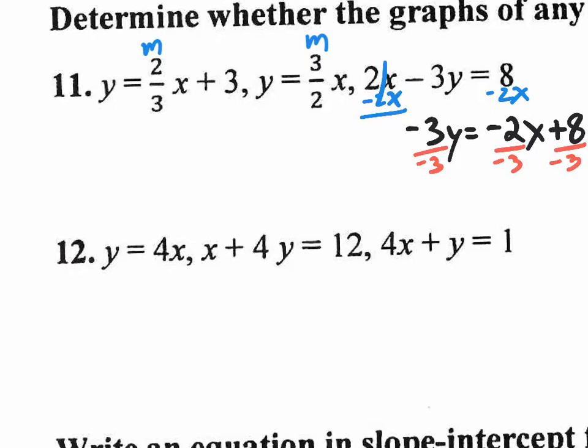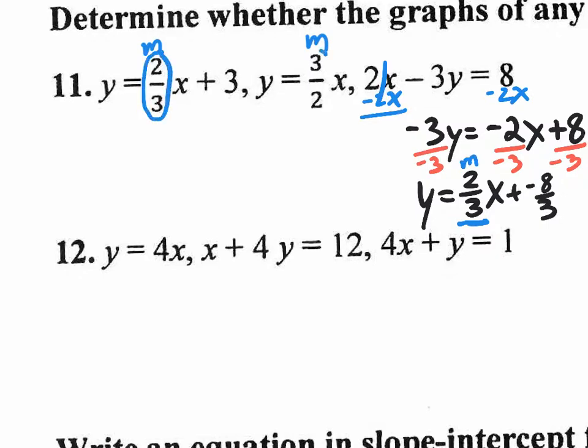And that third equation now looks like this: y equals positive 2/3 x plus a negative 8/3. Now, I don't really care about that b value of negative 8/3. The only thing I care about is comparing all the different m values, and in this case, my m value is 2/3. So over here on the first one, we had the m value of 2/3. On the second one, we had the m value of 3/2. And on the third one, after modifying it, now we could identify the m value of 2/3.